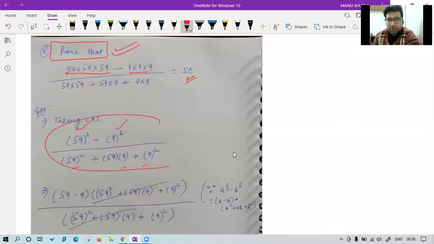this was the step. Then we can have the idea, why can't we use the formula of 59 whole cube minus 9 whole cube? And the formula becomes this thing. These two become same in top and bottom. We can cancel it easily. And by cancelling it, we get the simple term 59 minus 9.